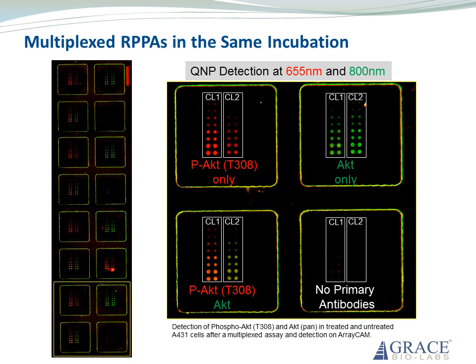ArrayCAM provides the ability to excite multiple QNPs with 1 excitation wavelength, opening the capability for multiplexing assays on single arrays. Here is an example of a multiplexed RPPA in a single well for the detection of a phosphorylated cancer biomarker. The phospho-AKT was detected in the 655 nanometer emission wavelength, while simultaneously detecting the non-phosphorylated AKT using the 800 nanometer emission wavelength. Use of QNPs allows for even higher levels of multiplexing, and we are currently developing methods for 4-plex assays.